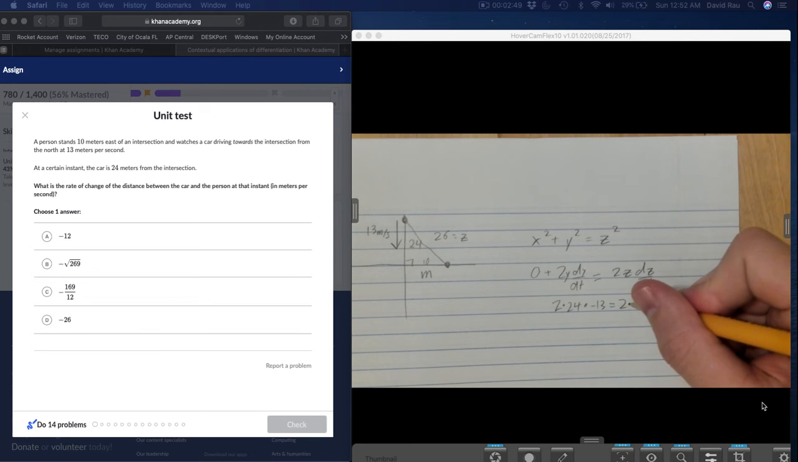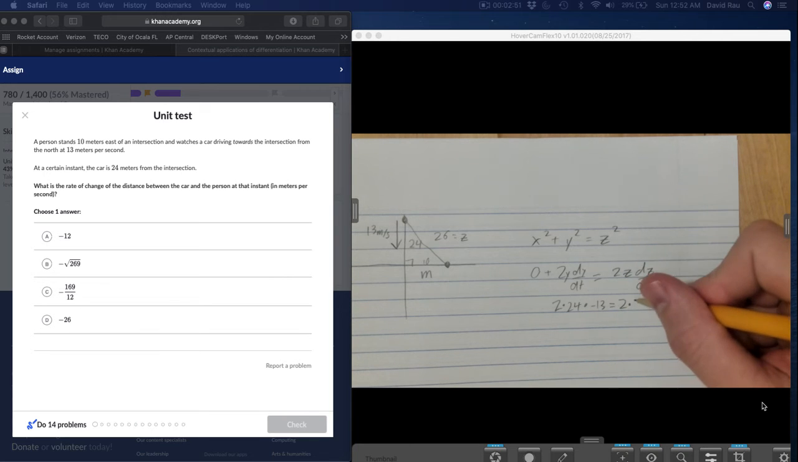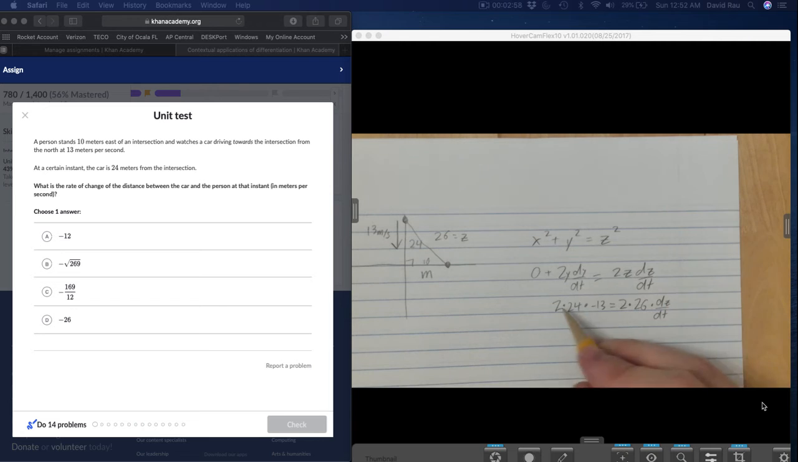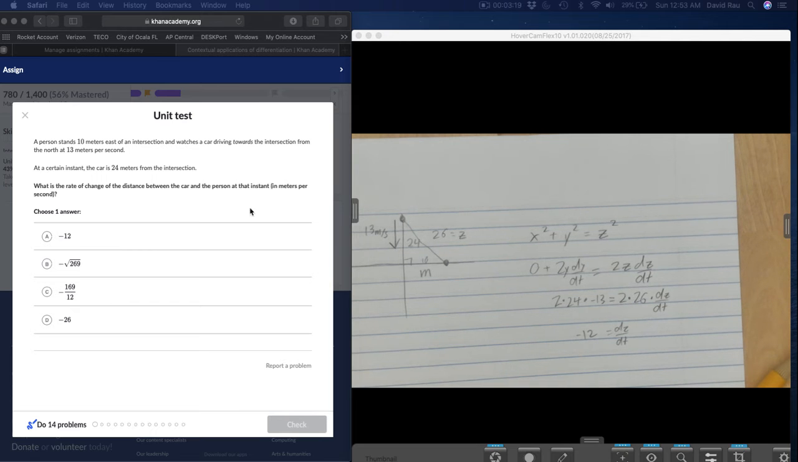From there, 2 times the current distance of z, which is 26, and dz/dt is the value we're trying to solve for. So all we have to do is multiply all these together and divide by 2 and 26. And if you do that, you're going to get negative 12, because the 2's will cancel, and the 26 has 2 13s in it, so we have negative 2 on the bottom, and then we have 24, so yeah, negative 12 meters a second.